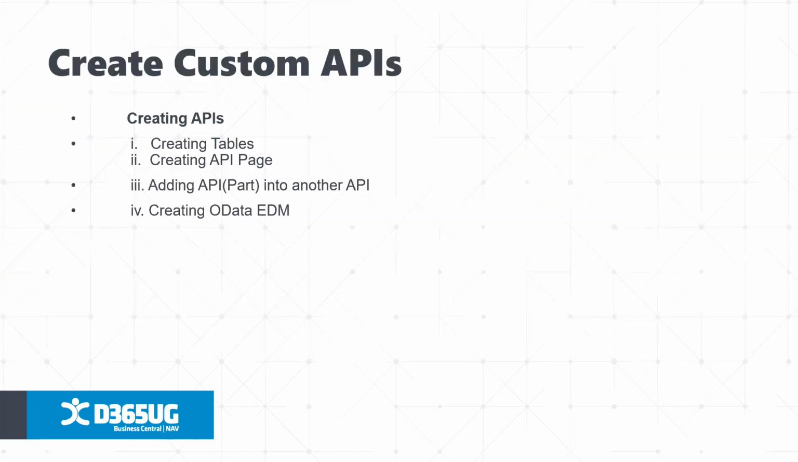Now we are going to see how to create our own APIs. So not everything is present in APIs by default. So if you want, you can create your own. The majorly it is divided is basically creation of tables, creation of API pages. Then we'll put in some part pages in between to get more details as to how to grab the data from the part pages. And then we'll create complex OData entity data models.